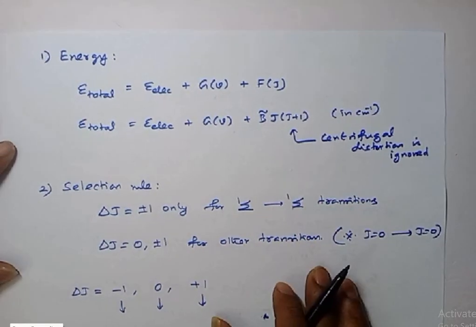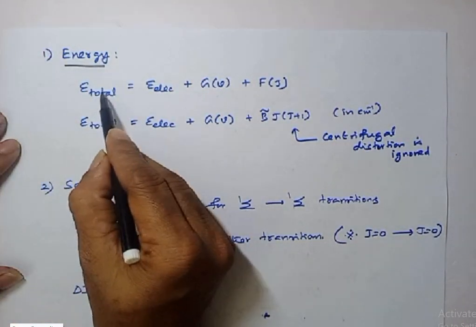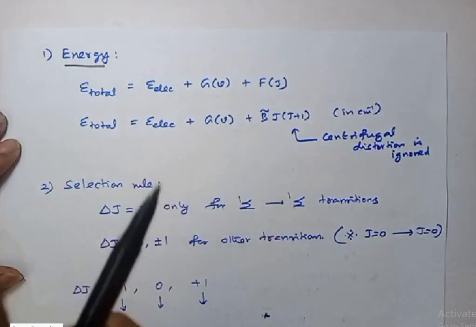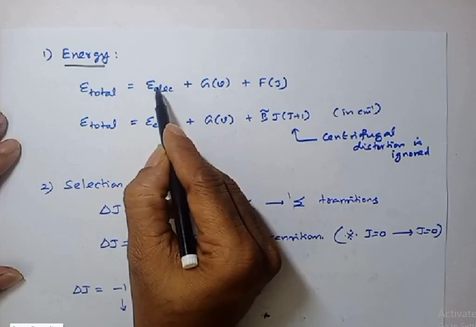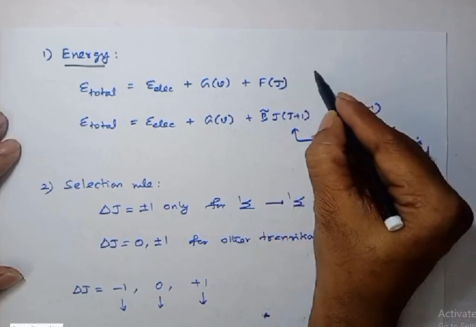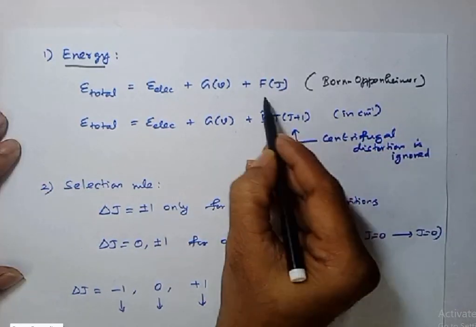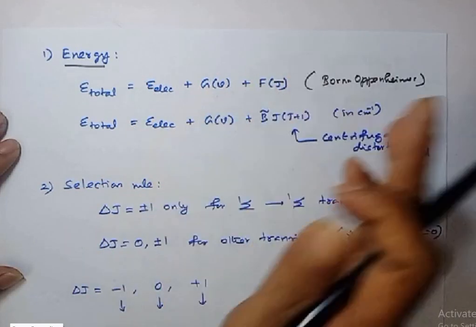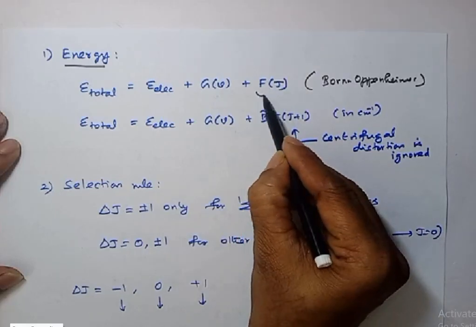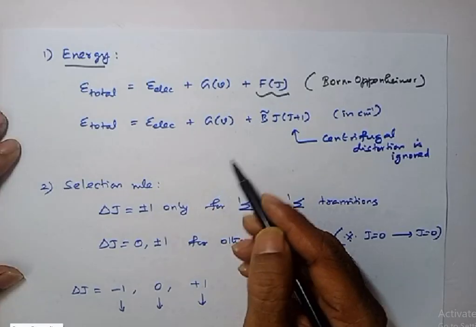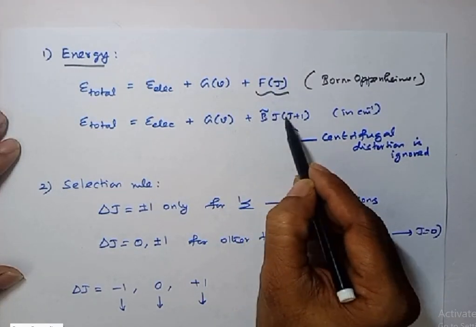Now we need to give an explanation for the rotational fine structure. How to explain? First we'll consider the energy. The total energy of a molecule in a given electronic state, observe the words carefully, is equal to electronic energy plus vibrational energy plus rotational energy under the Born-Oppenheimer approximation. According to the Born-Oppenheimer approximation, we can write the total energy of the molecule as electronic plus vibrational plus rotational. So I keep the electronic energy as such, I keep the vibrational energy as such, and the rotational energy, F of J, can be written as BJ into J plus 1. I am giving the energy in wave number units, so in centimeter inverse. Observe, this is very important. F of J is given as BJ into J plus 1.